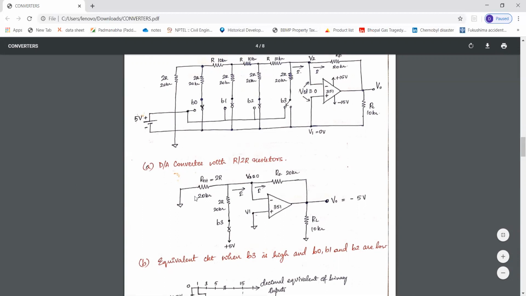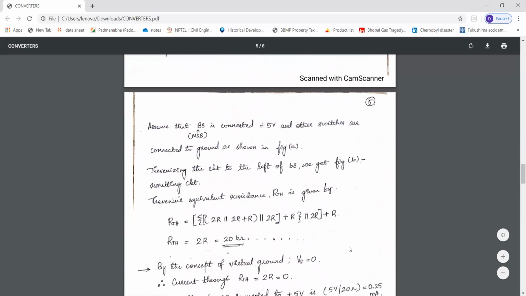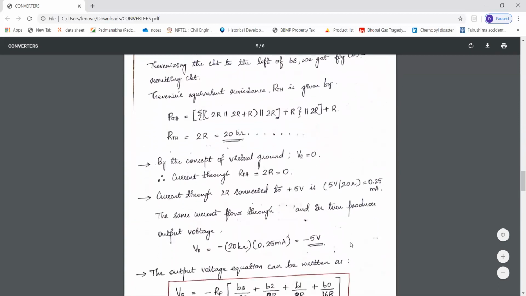resistance, the equivalent resistance, is given by RTH and is equal to 2R, and this 2R resistor is written here, and it is connected to plus 5 volts. So here we have written plus 5 volts, and here the configuration remains the same. And after applying the virtual ground concept, V2 is also at ground potential.